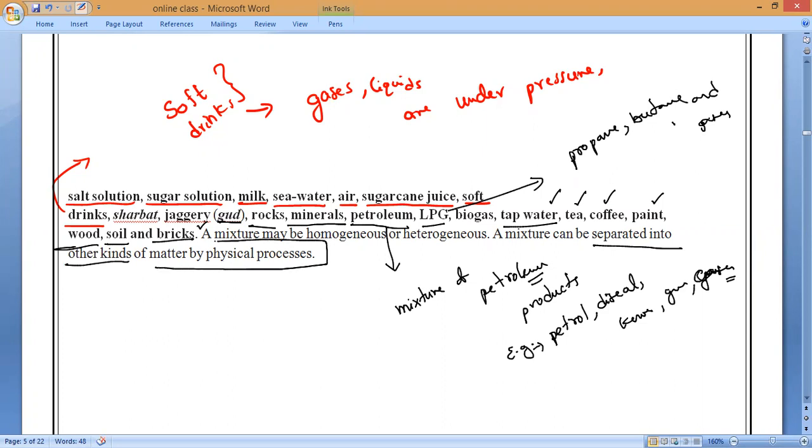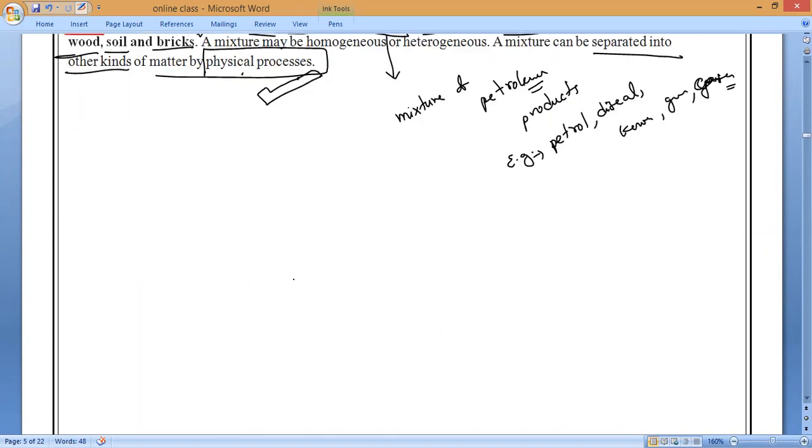Now, these mixtures can be separated into other kinds by which process? Physical process or chemical process? This is very important. Mixtures can be separated by physical process itself. In this chapter, whatever we are going to study, all are physical processes only. No chemical process is involved in separation of mixtures. Any doubt?